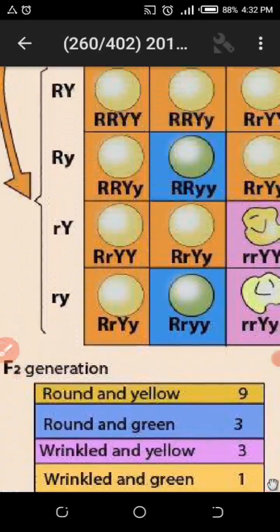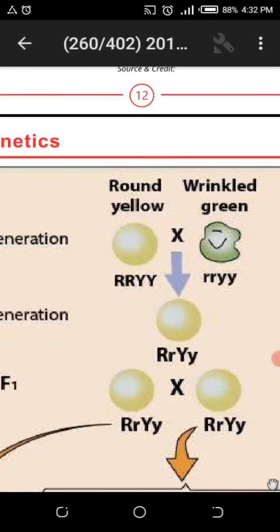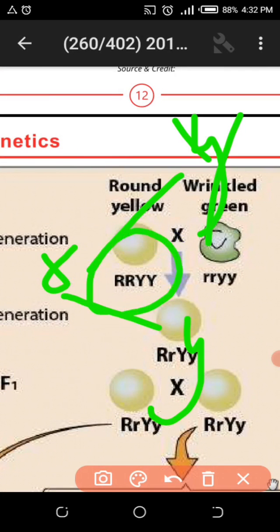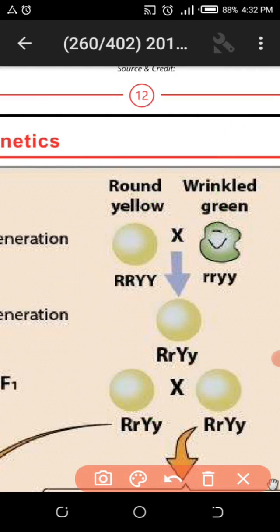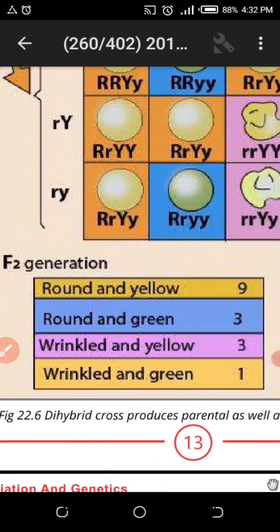Round yellow. If you see the parents taken in the parental cross, which were the true breeders, capital R, capital Y, these were the true breeders and they were the parental generation. What is the result in the crossings? Round yellow. So round yellow is basically a parental character. Round green is a non-parental character, because capital R went with small y. Wrinkled and yellow is also a non-parental generation.